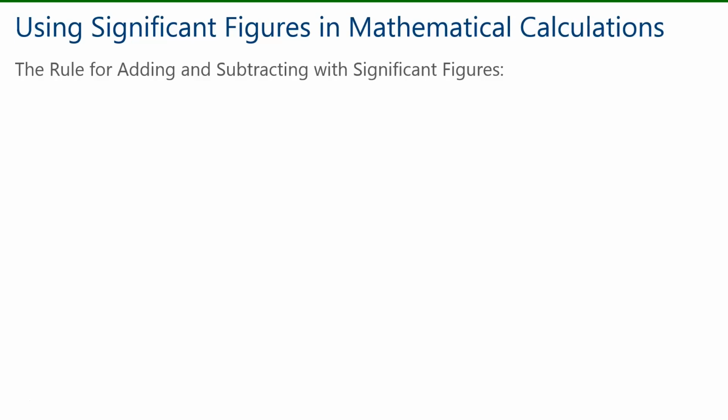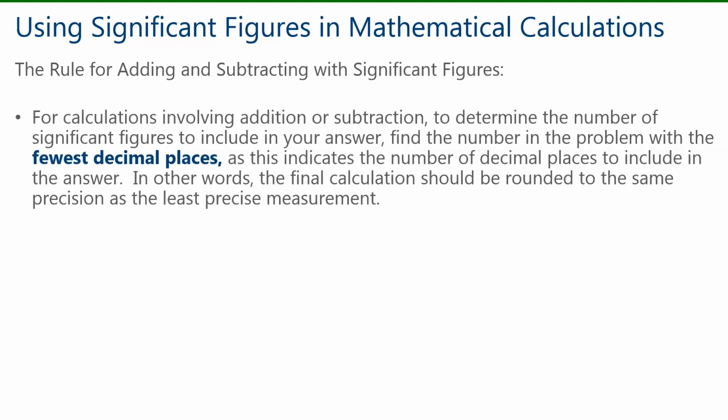First, let's look at the rule for adding and subtracting with significant figures. For calculations involving addition or subtraction, to determine the number of significant figures to include in your answer, find the number in the problem with the fewest decimal places, as this indicates the number of decimal places to include in the answer. In other words, the final calculation should be rounded to the same precision as the least precise measurement.